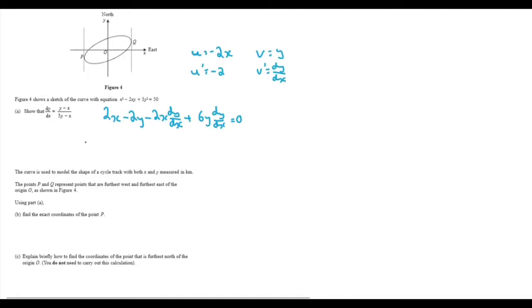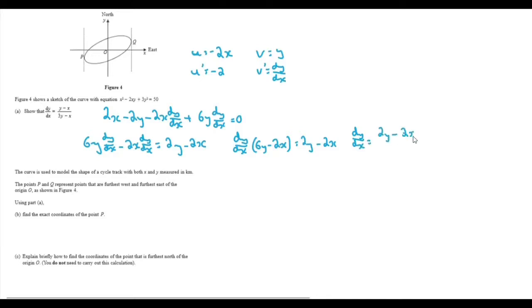Move the things that don't have the dy over dx in them to the other side. So you have what is essentially 6y dy over dx minus 2x dy over dx, just to get it in the order of the y followed by the x, on one side, and over here, this is 2y minus 2x. Factorize out the dy over dx to leave you with the 6y minus the 2x equals 2y minus 2x. So dy over dx on its own is going to be 2y minus 2x over 6y minus 2x.